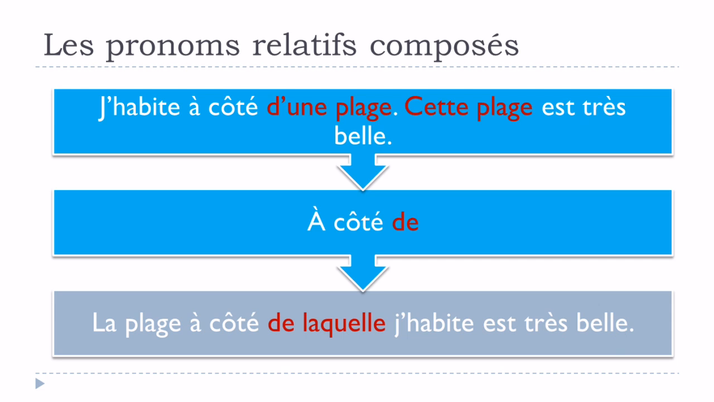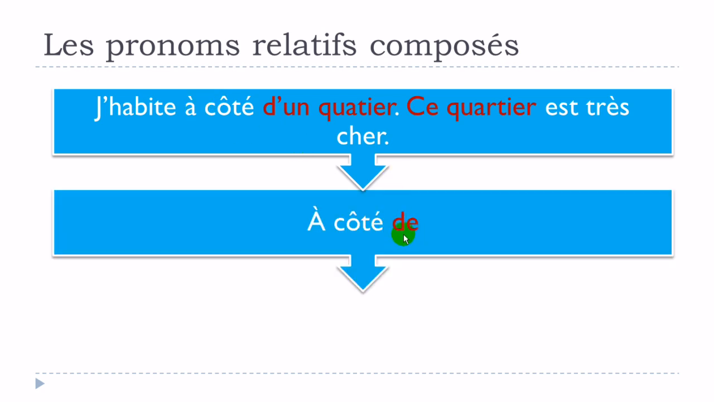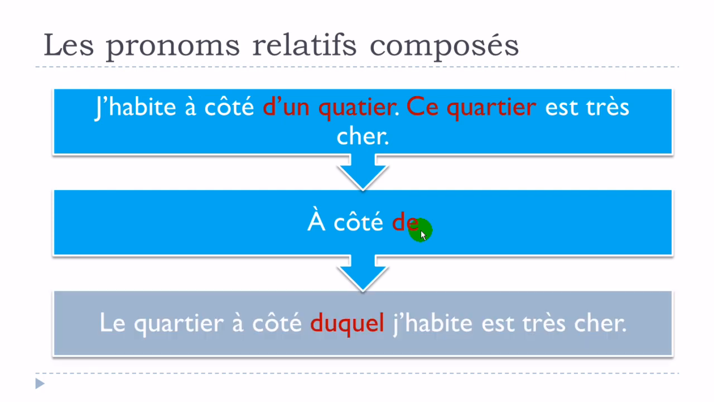So if we have now the same situation, but with the masculine singular form. J'habite à côté d'un quartier, and then ce quartier est très cher. Same situation, two sentences, we want only one, we don't want to repeat quartier, and then we notice that we've got here this à côté de. So we've got the preposition de, and in that case, of course, it will change because we've got this masculine singular form. So, le quartier, first position, then à côté duquel.